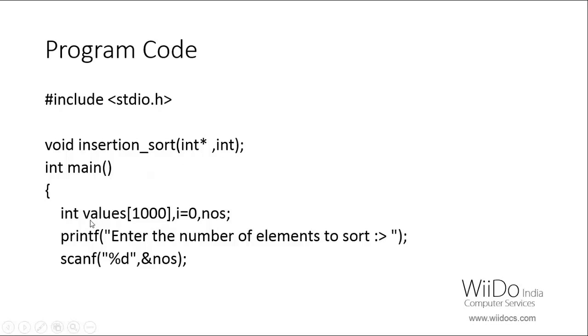Inside main, we will declare an integer array named values with 1000 elements. An integer variable i is assigned value 0 and NOS stands for number of elements. Here a printf statement will be executed, which will print enter the number of elements to sort. Then a scanf statement will be executed, which will acquire the input value from the user and store that value into number of elements, NOS.